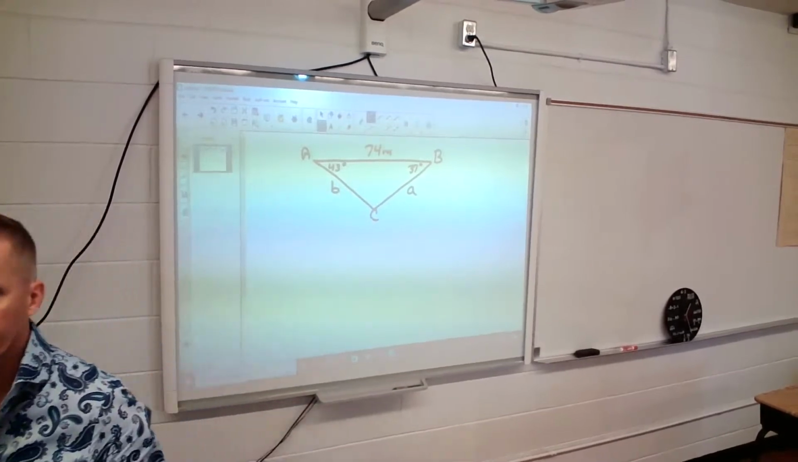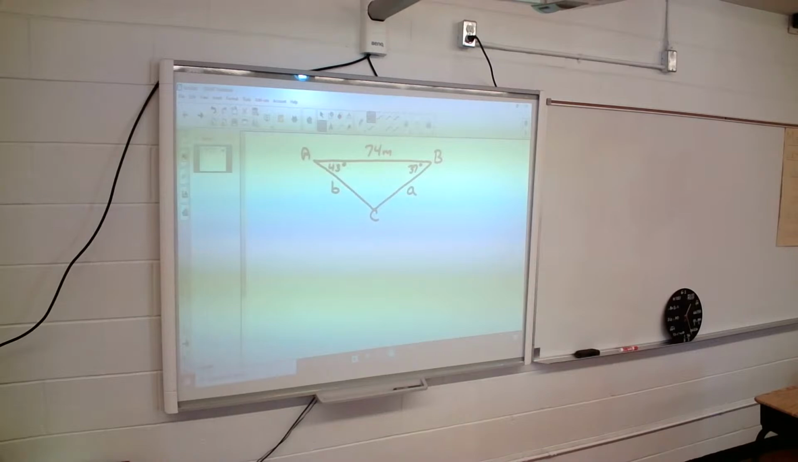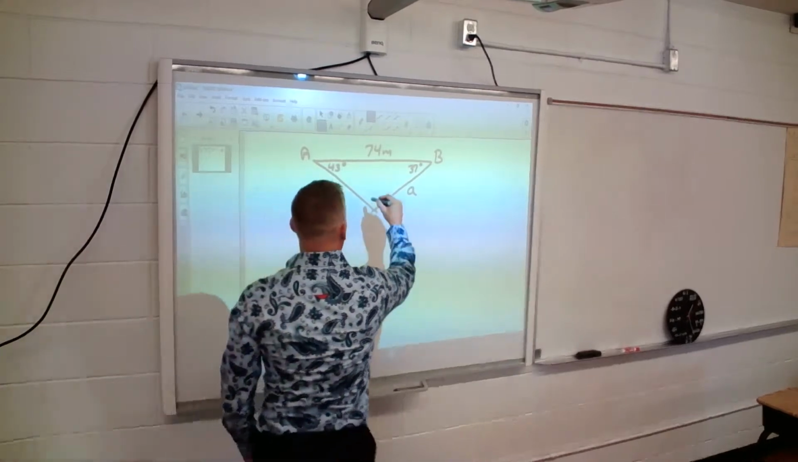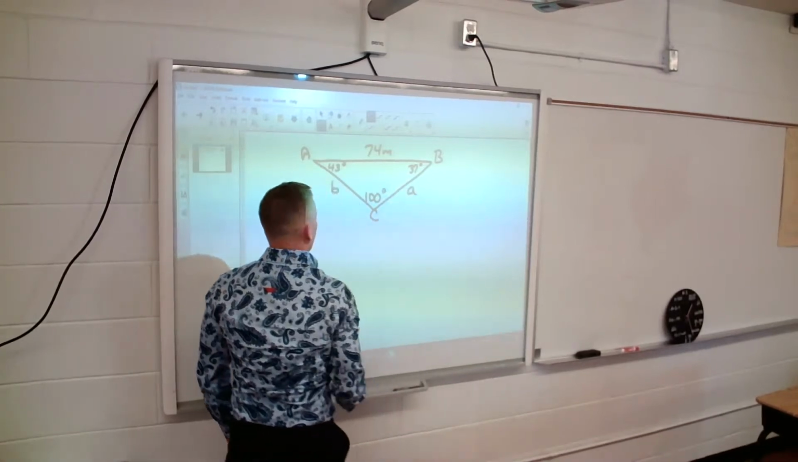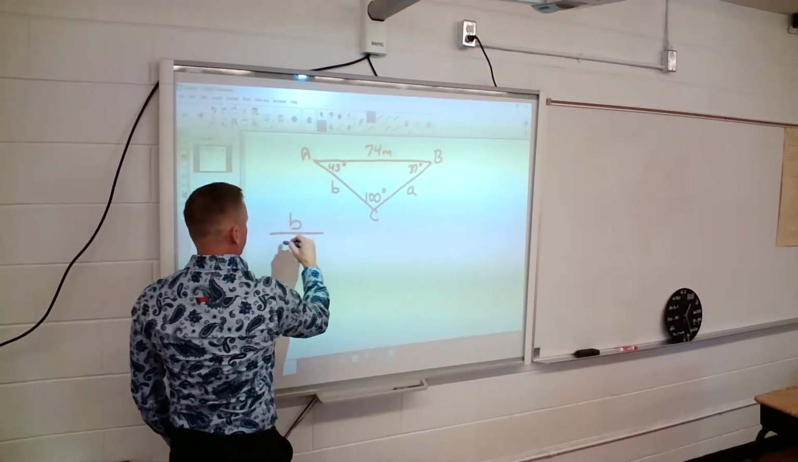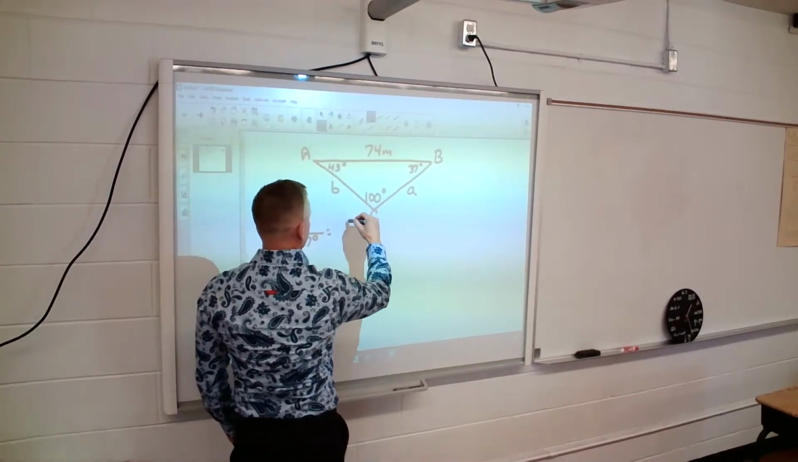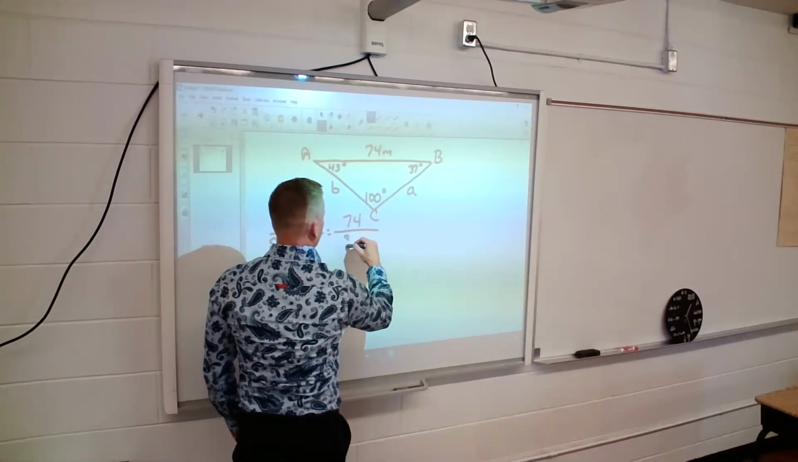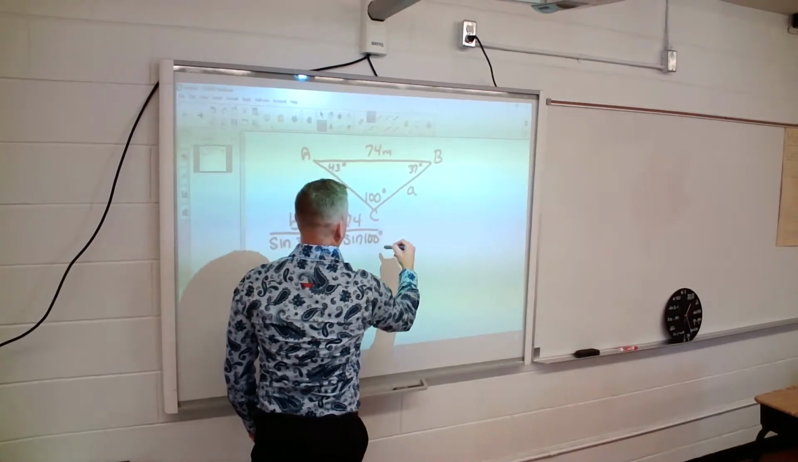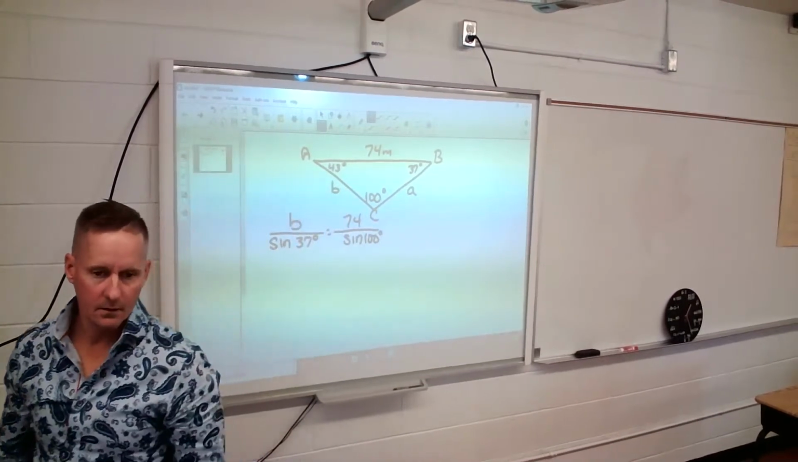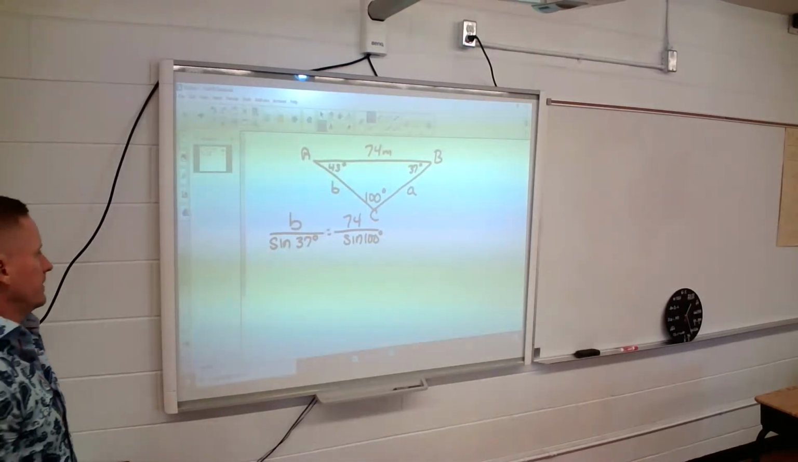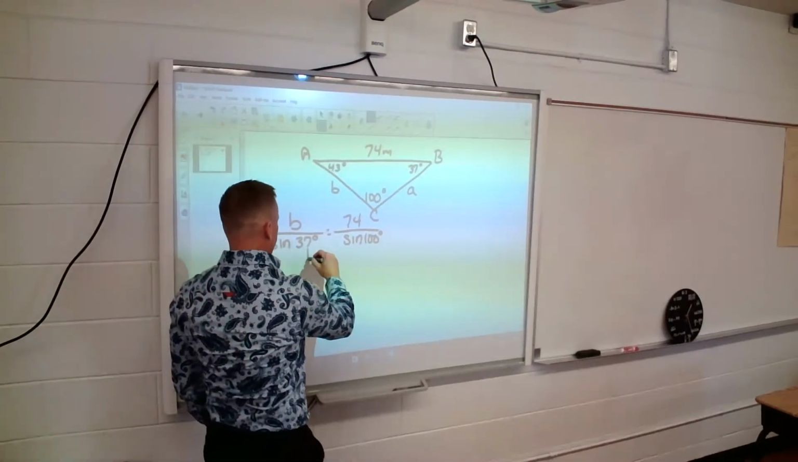So what do we need to find first in this question? Angle C. What's angle C, Reese? 100? Okay. Good job. There's 100 degrees. Side B over sine 37 degrees equals 74 over sine of 100. Okay? Use your calculators. Let's find out what that is.